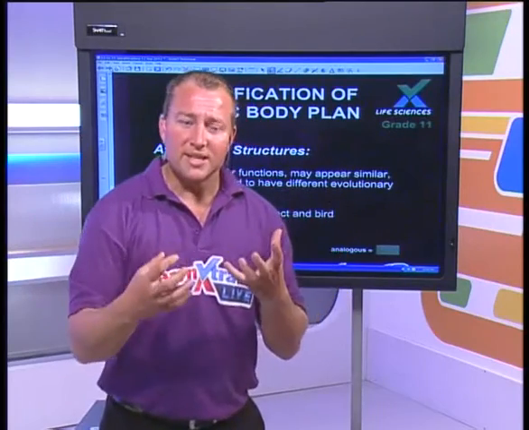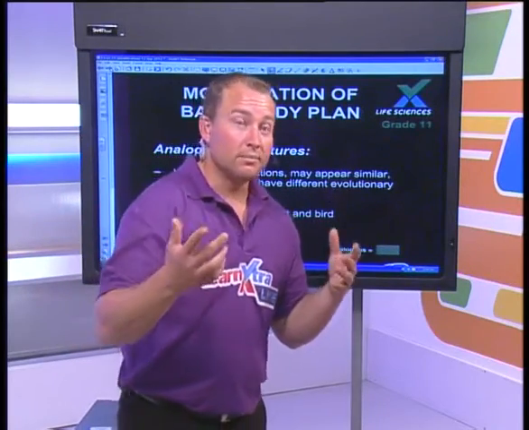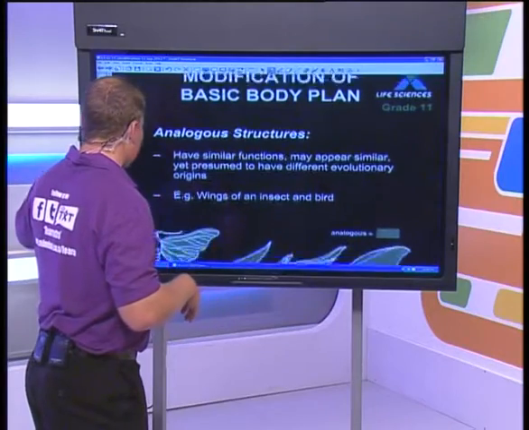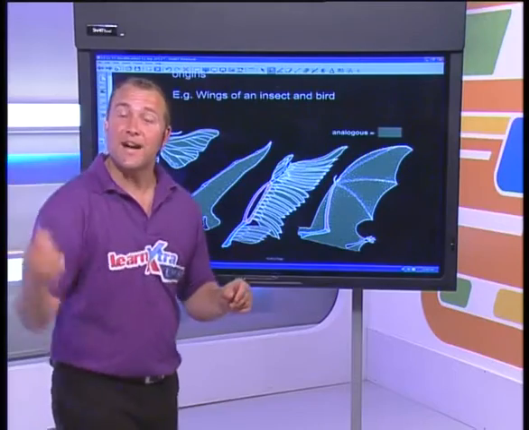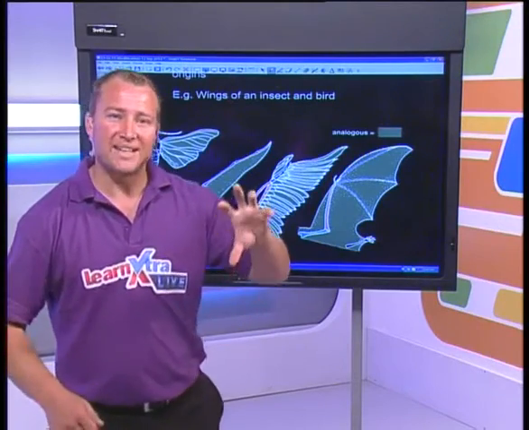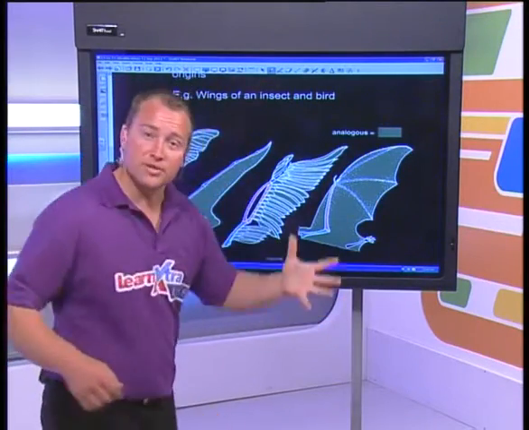So all of these things, they all do what? They all fly. So if we have a look at it, analogous means they have the same function, right? But different structures.